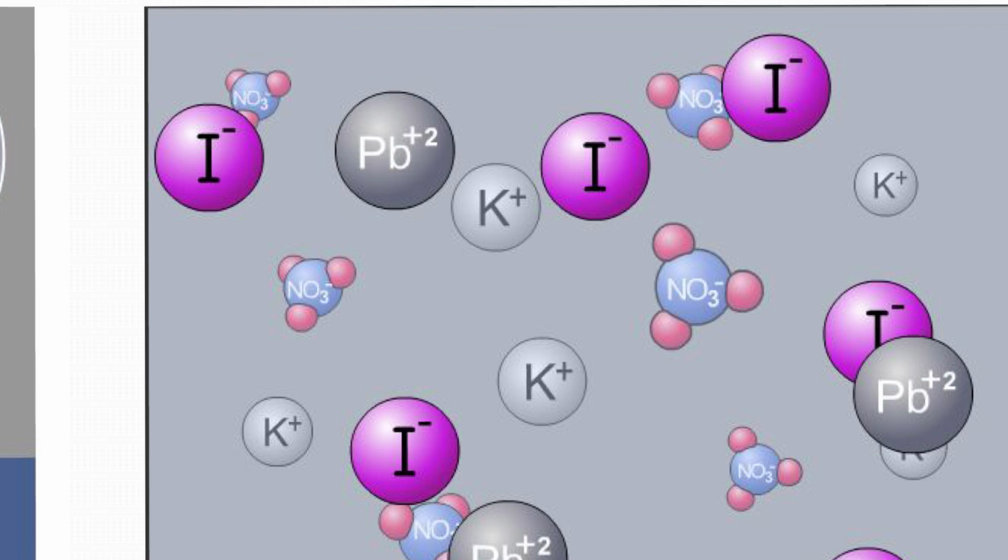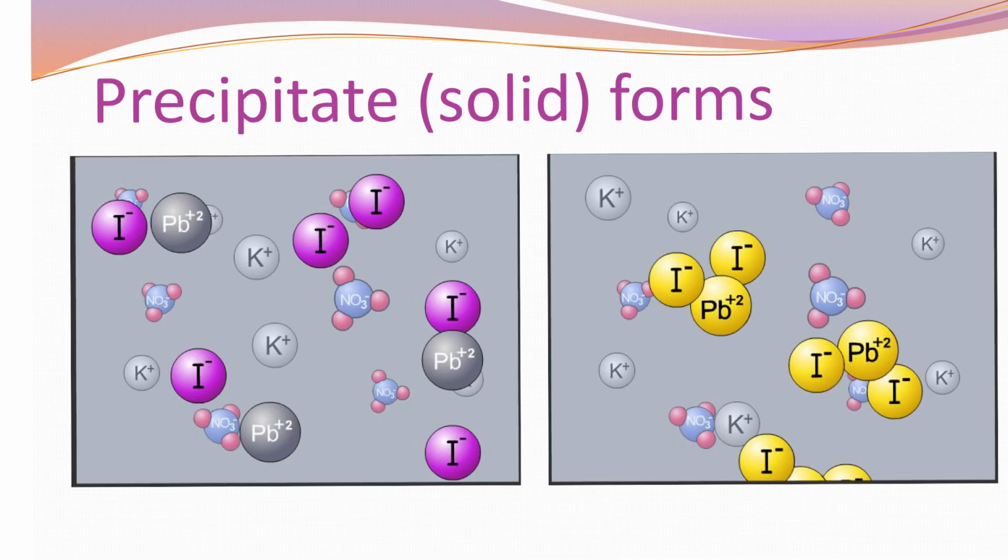Well, you have to think about depth, right? This is trying to show a 3D picture. But they're all just floating around with each other right now. Here you can see that over time, that lead is bumping into the iodine. And when lead gets close enough, it's going to bind with iodine. And when it binds, it sticks. It doesn't unstick, right? In water, it doesn't unstick. It's what we call insoluble, or it forms a solid.